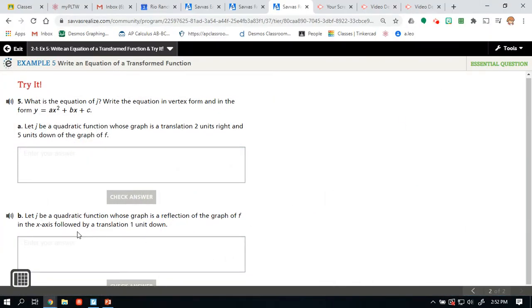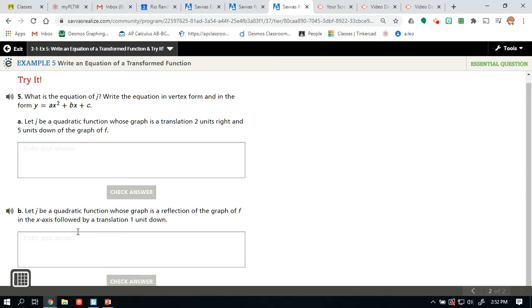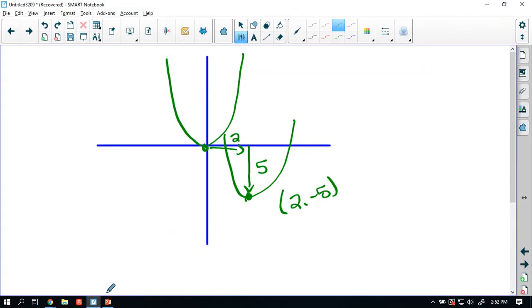And let j be a quadratic function whose graph is reflected. So now we're looking at that reflection of the graph f in the x-axis, followed by a translation down 1 unit. So we're looking at a reflection. And then we're also looking at this point right here, moving down 1 unit. So we're looking at a vertex of 0, -1, and we're looking at a reflection. So again, my arrows are pointing in the negative infinity direction, which means that we're looking at a negative a.